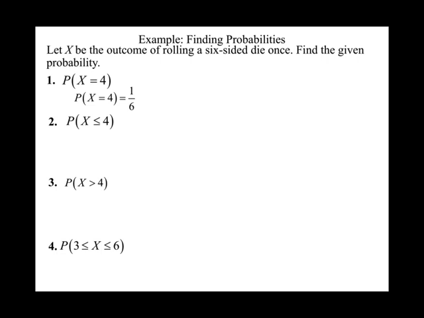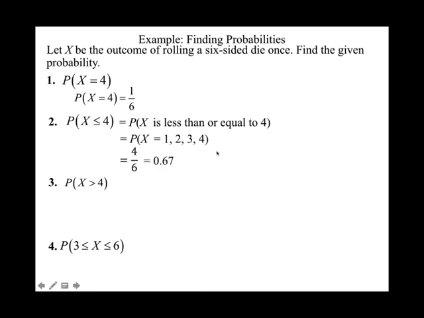And X less than or equal to 4. X less than or equal to 4 means X is going to be equal to 1 or 2 or 3 or 4. Okay, again, the sample space is going to be from 1 to 6. We have 6 total outcomes. And I want to get these 4 numbers, so that will be 4 over 6, which is going to be 0.67.